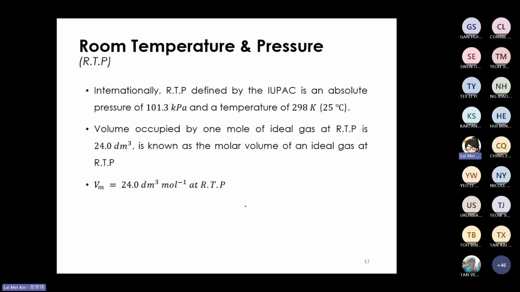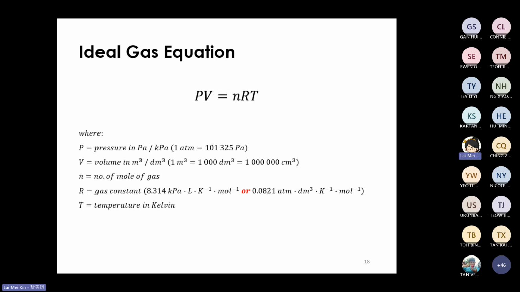And RTP is 25 degrees Celsius and 1 atm, 24 decimeter cube per mole. If I combine everything, Avogadro, Boyle's, and Charles' law, ABC, I will get the ideal gas law. How many of you have seen this ideal gas law before?